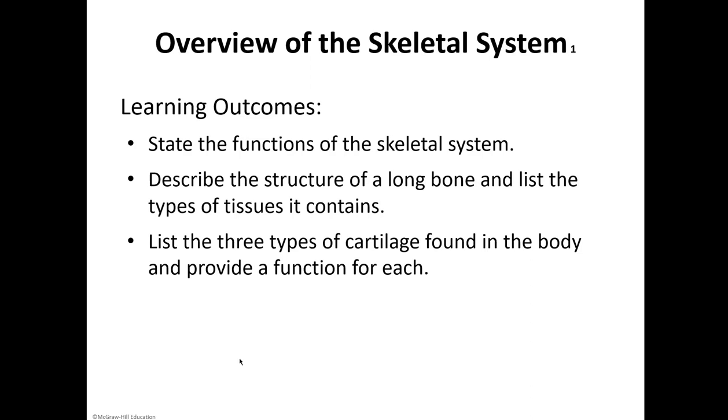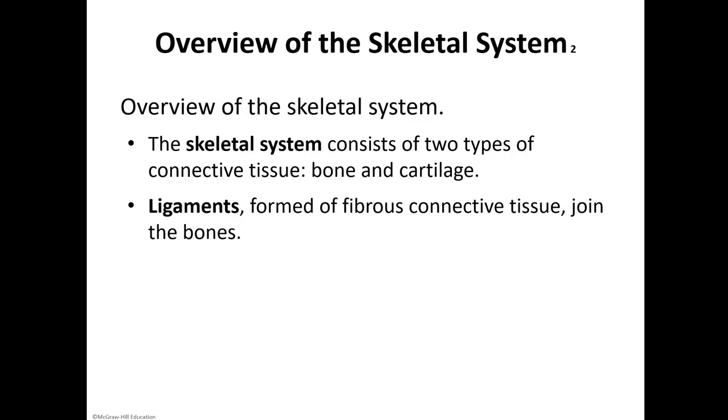Welcome back to Biology 5, and today we are going to be talking about the overview of the skeletal system. Learning outcomes are: state the functions of the skeletal system, describe the structure of a long bone and list the types of tissue it contains, list the 3 types of cartilage found in the body, and provide function for each.